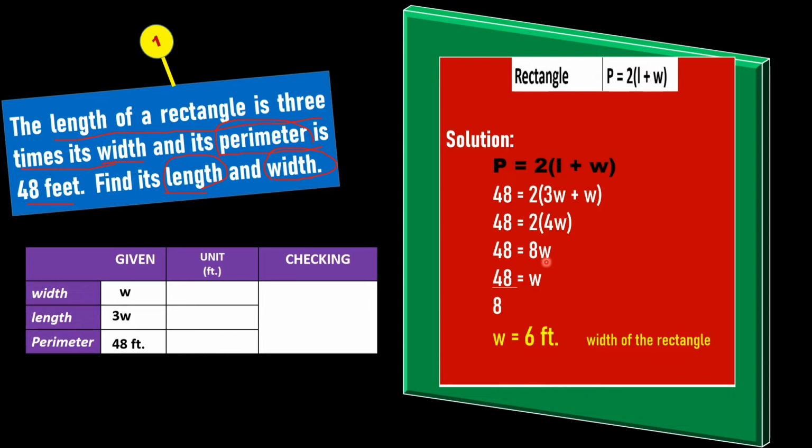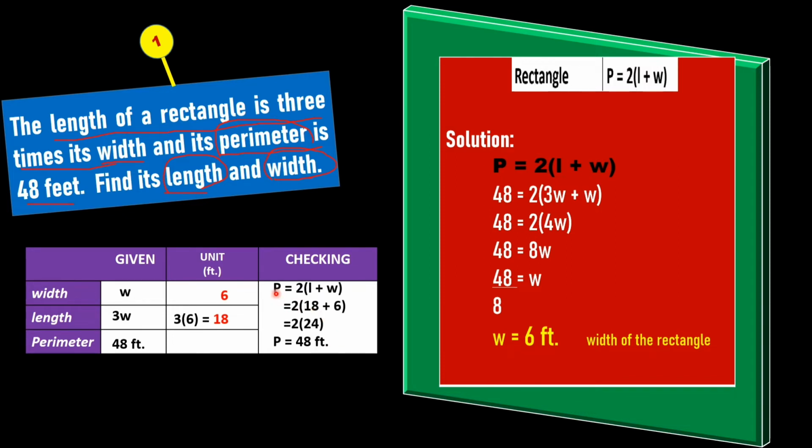And the inverse of multiplication is division. Ibaba mo lang yung 8. So, 48 divided by 8, the width is 6 feet. So, this is the width of the rectangle. So, ang width niya ay 6. Substitute 6 in this equation. So, 3 times 6 is equals to 18. So, this is the length of the rectangle. So the answer is the width is 6 and the length is 18.